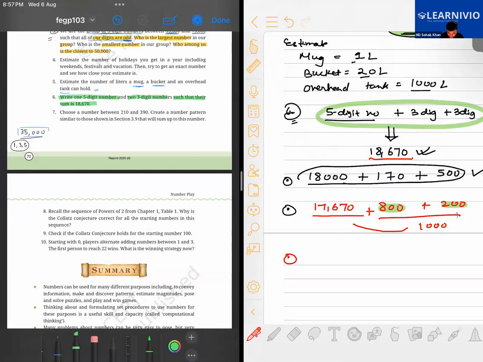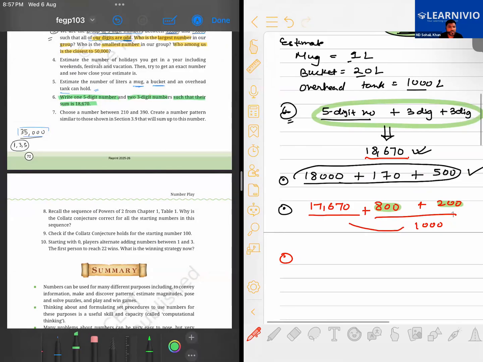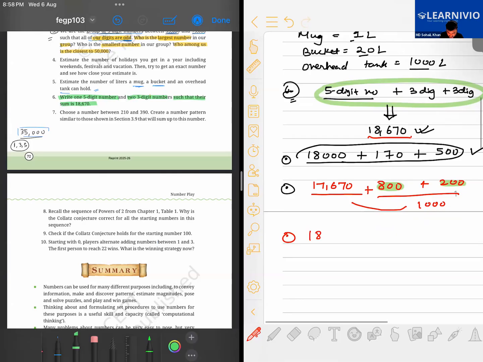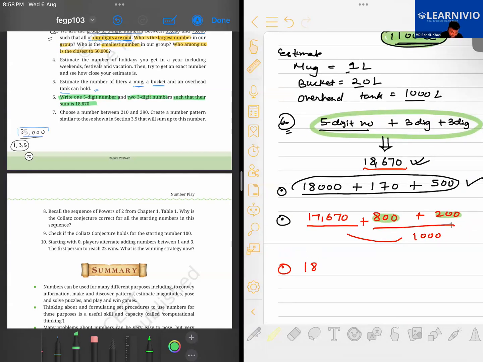Tell me. Sir, for question 6, our school has made it shorter. We've done it in a different way. For question number 5. Question number 6. What were the numbers that you got? Sorry, what were the numbers that you have got? 18,670 I got. No, what are the 3 different numbers which you have got? You have to write down the number 18,670 as the sum of one 5-digit number and two 3-digit numbers.